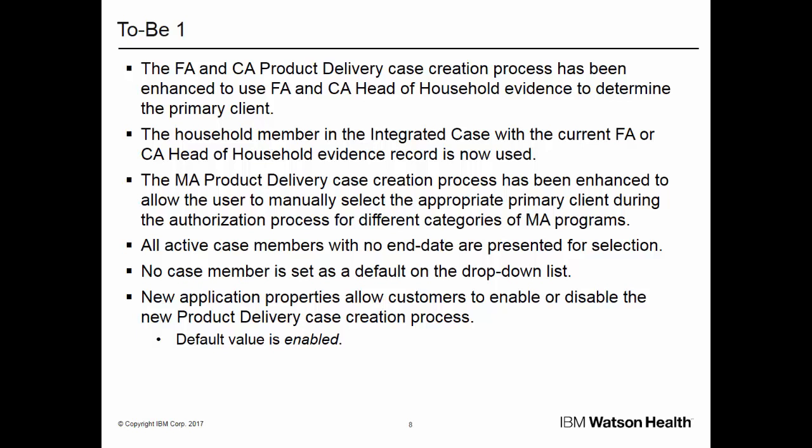The MA product delivery case creation process has been enhanced to allow the user to manually select the appropriate primary client during the authorization process for different categories of MA programs. All active case members with no end date are presented for selection. No case member is set as a default on the drop-down list. 3 new application properties allow customers to enable or disable the new product delivery case creation process. The default value for each of these properties is enabled.